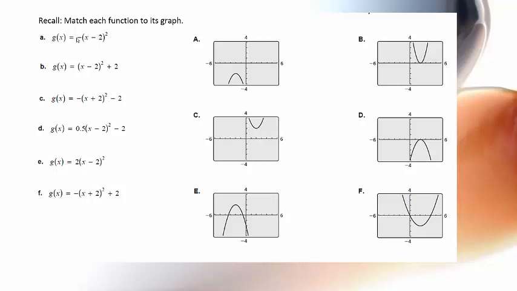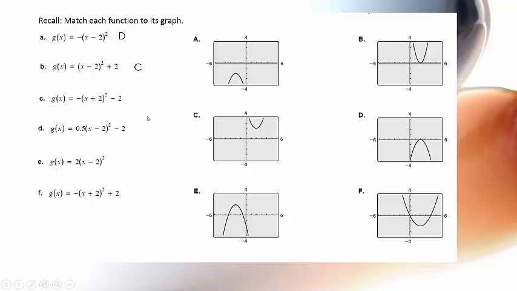So for example, if I was doing letter A, I know I'm looking at something that's upside down, all right, and the vertex shifted to the right too. So it's not A, it can't be C, it would have to be D. So if we look at letter B, it looks like it shifted right 2 and up 2, and it's not upside down, so that would be letter C.